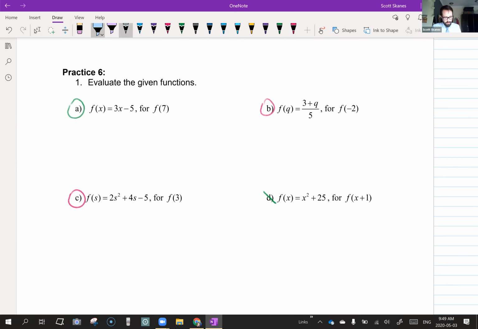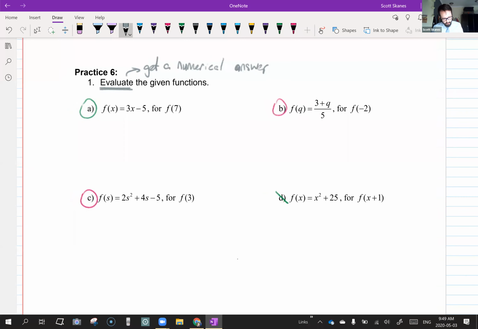It says, evaluate the given functions. That means get a numerical answer. It means just get a single answer out of this. Sorry, my pen stopped working there for a second. Get a numerical answer, which means get a number. So put the number 7 in for x. Every time you see x, make it 7.